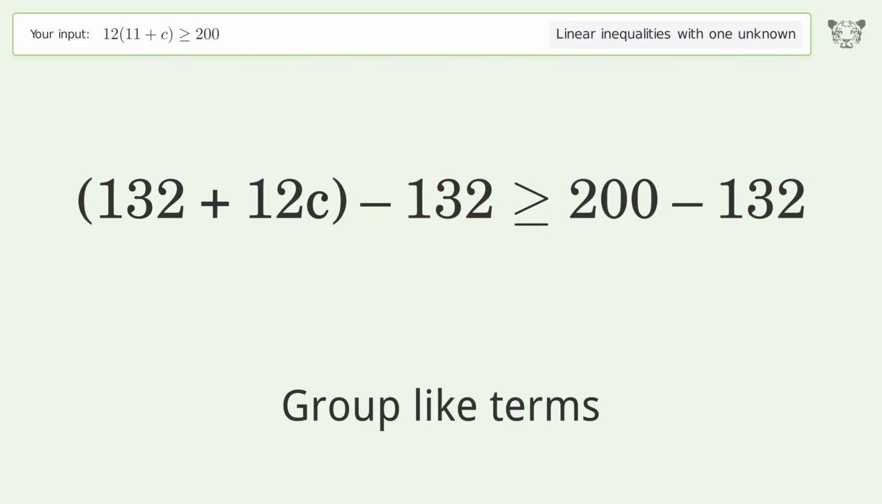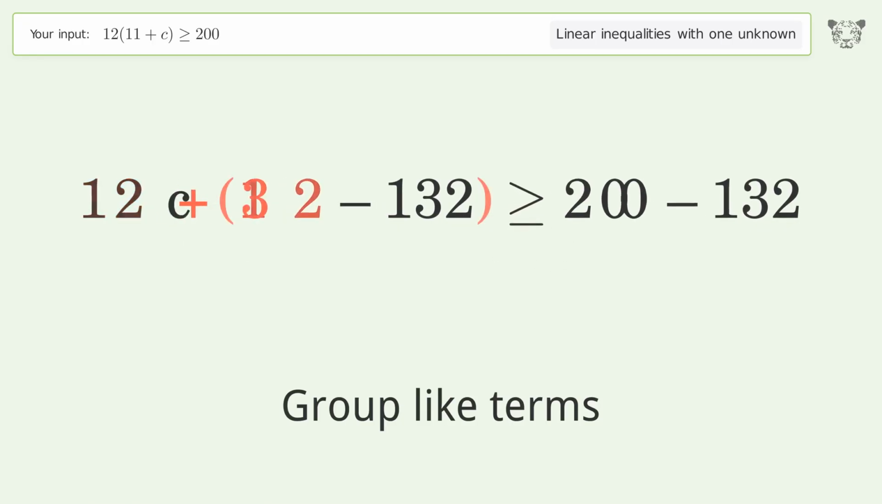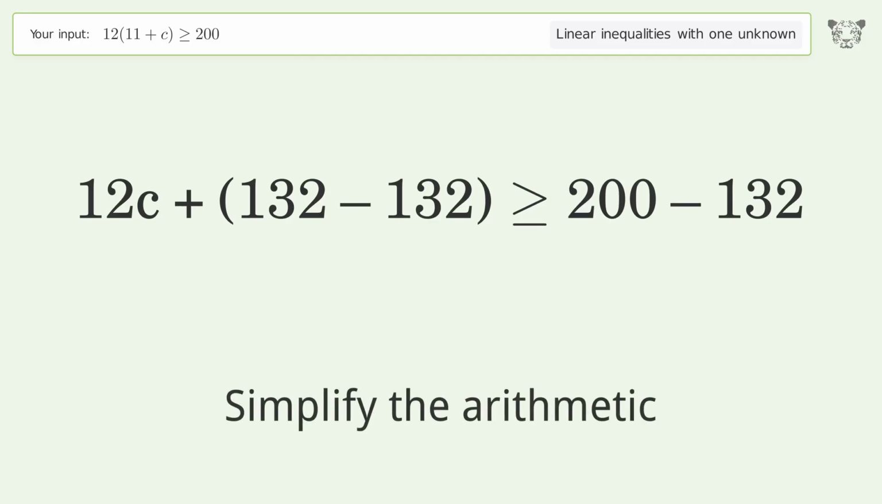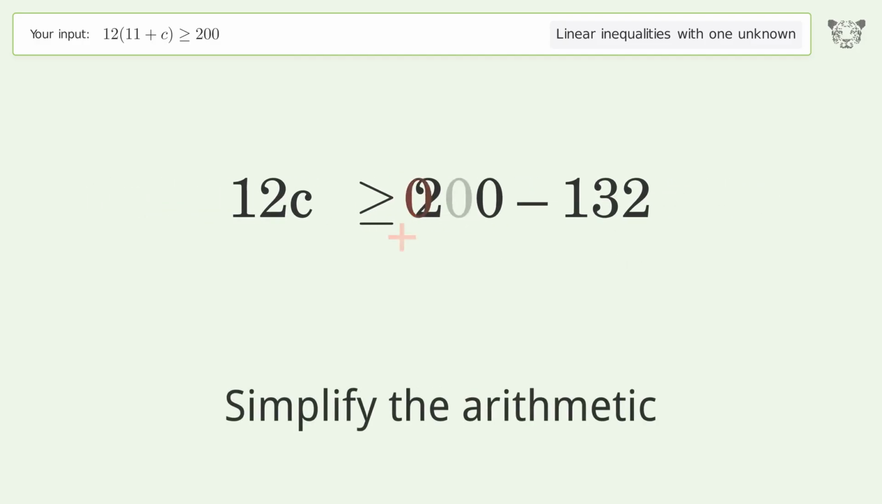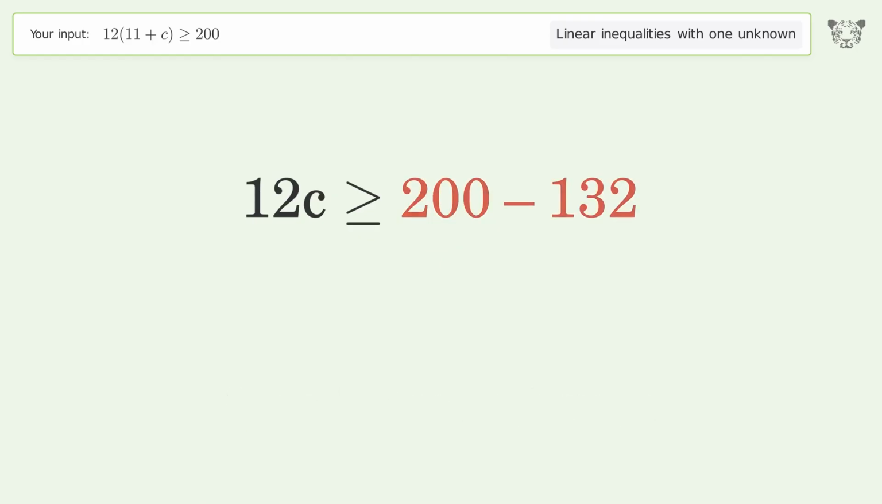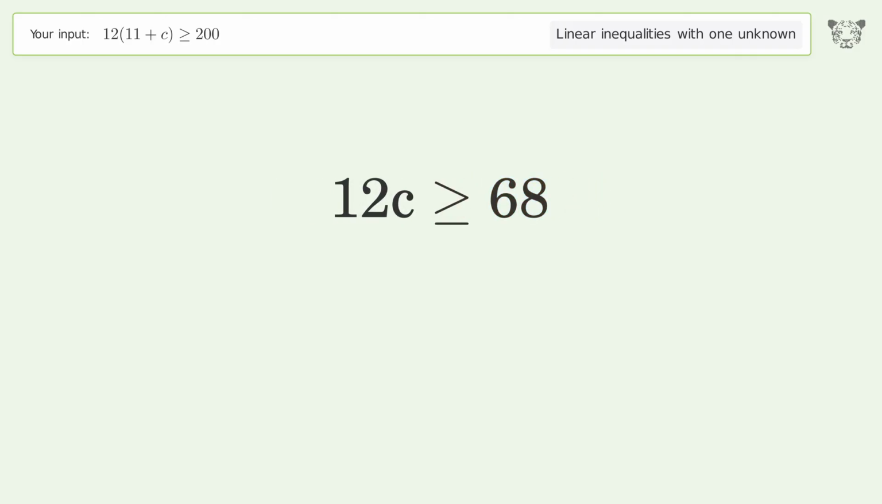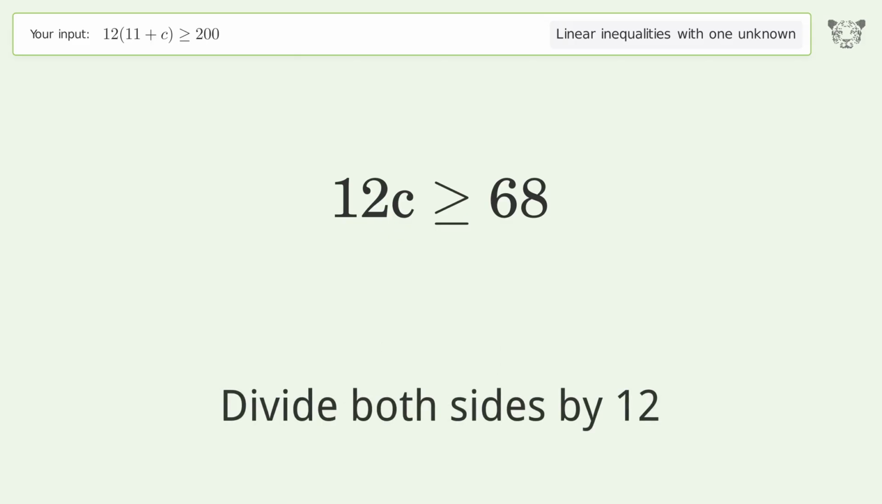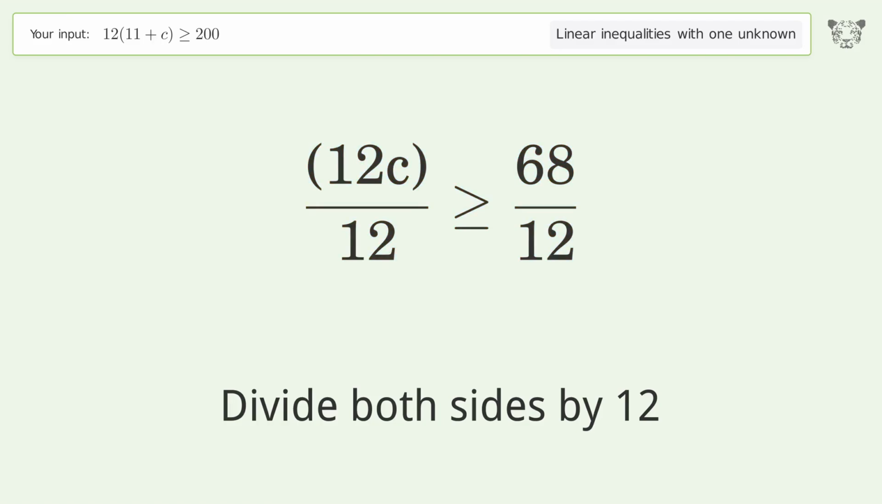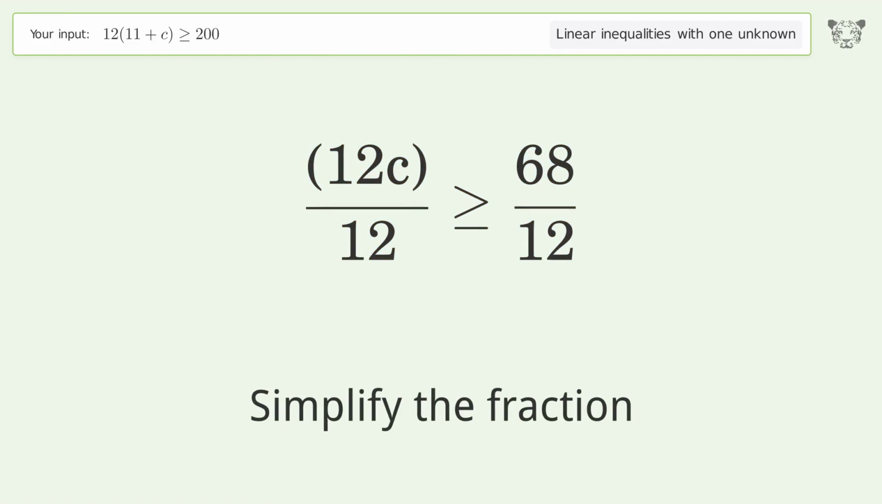Group like terms. Simplify the arithmetic. Isolate the c. Divide both sides by 12. Simplify the fraction.